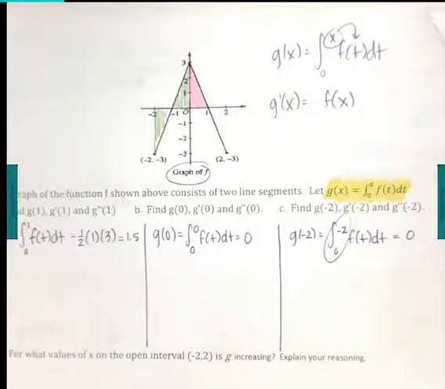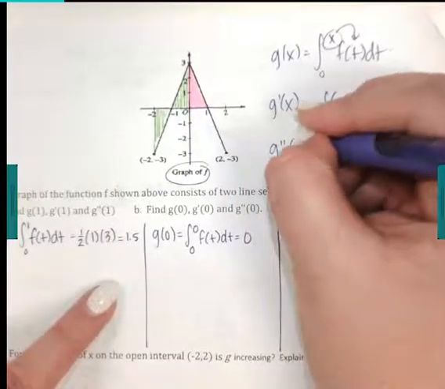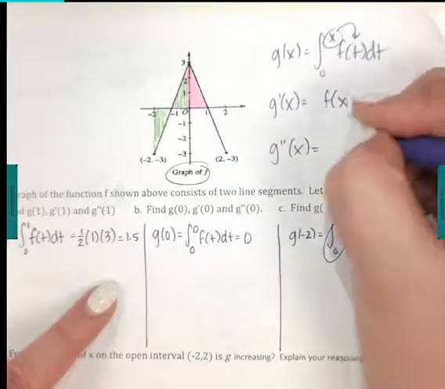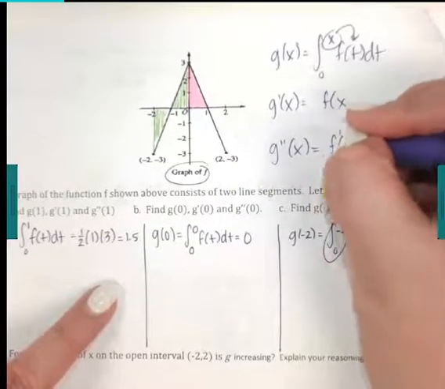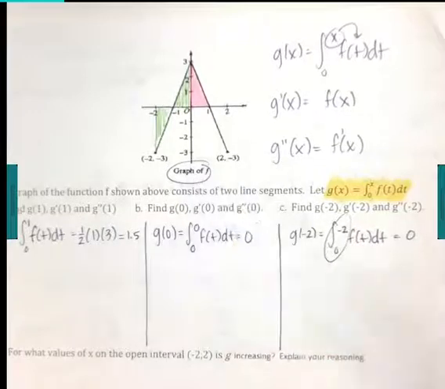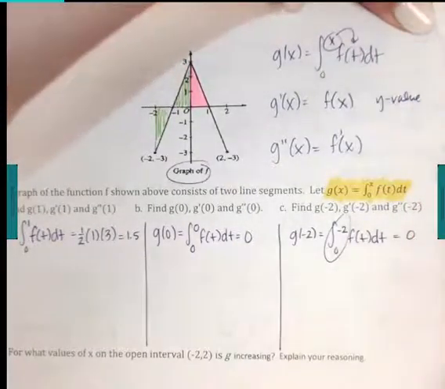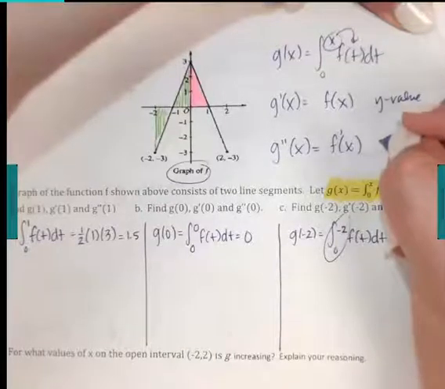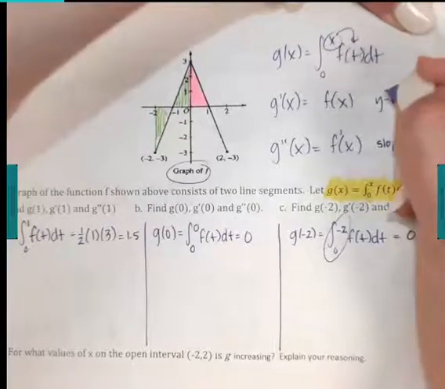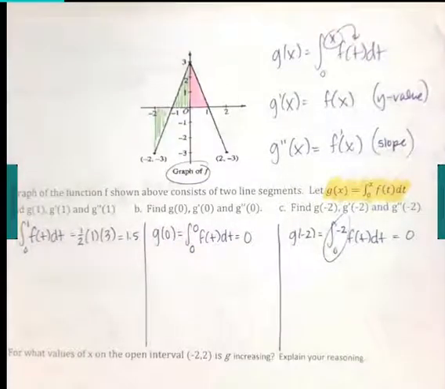What will g double prime be? F prime, because what's the derivative of f? F prime. Now, what is this a graph of? We said this is a graph of f. So f of x is going to be the y value. What will f prime of x be? The slope. Okay? So let's go through our parts A, B, and C. We're going to find the primes of all those numbers.